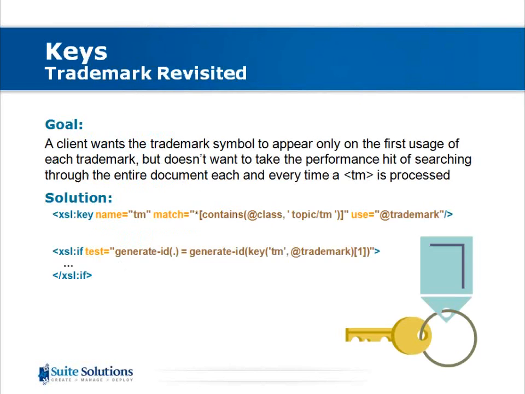But let's get back to a slightly more refined goal. The goal is still that the client wants the trademark symbol to appear only on the first usage of each trademark. But in this case, the client is a little bit more specific about performance requirements. The client doesn't want to take the performance hit of searching through the entire document each and every time a TM is processed. As we saw before, every time you process a TM, you're going to have to look through, okay, maybe not the entire document, but all of the preceding document to see whether there was a previous TM element that had the same trademark attribute. That obviously can take a performance hit.